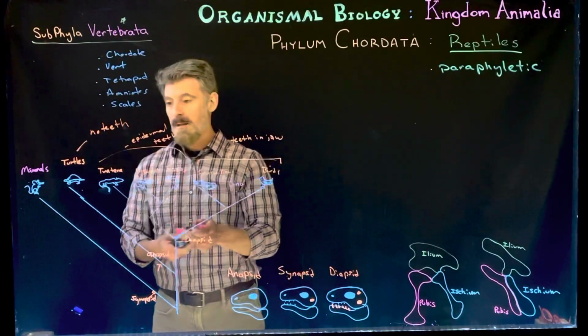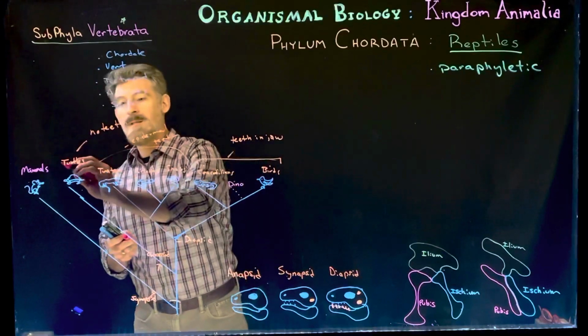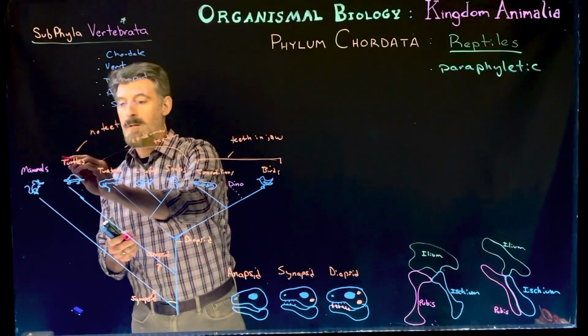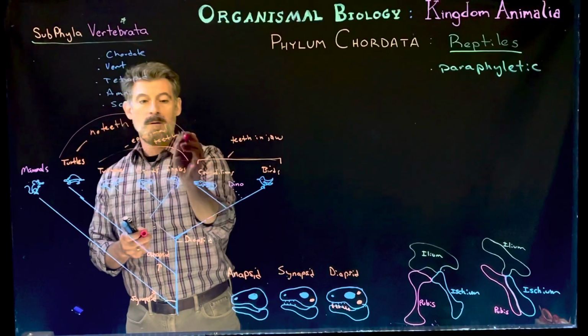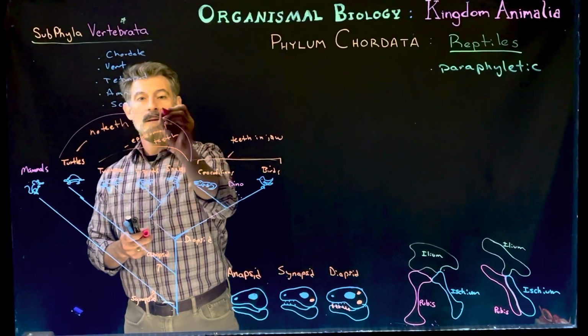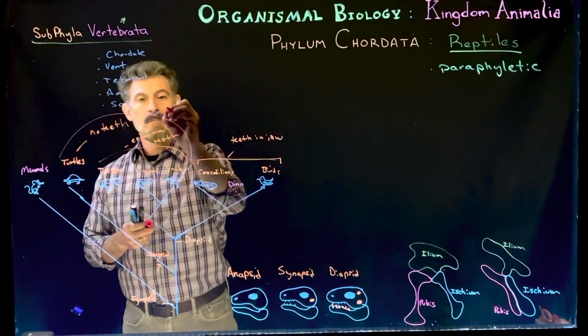Another characteristic here, again with these groups, the turtles through the snakes, so kind of all these guys here, has to do with a part of their circulatory system.